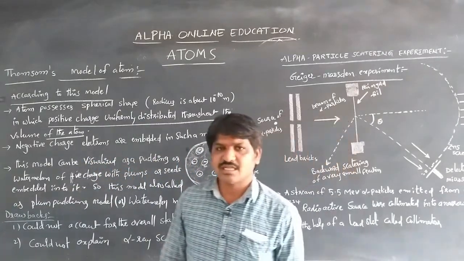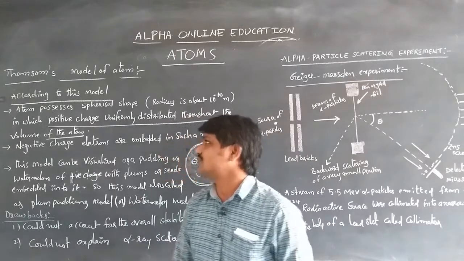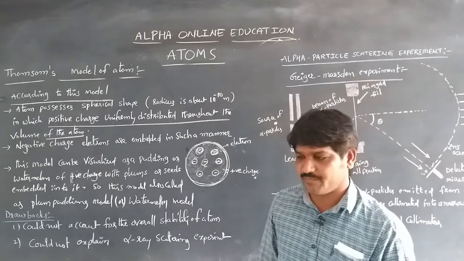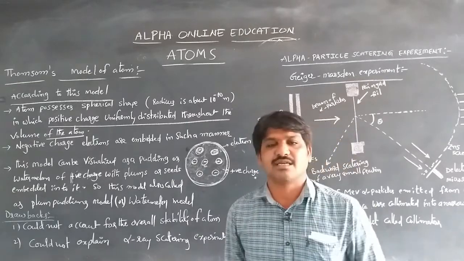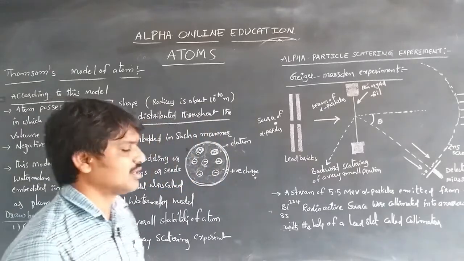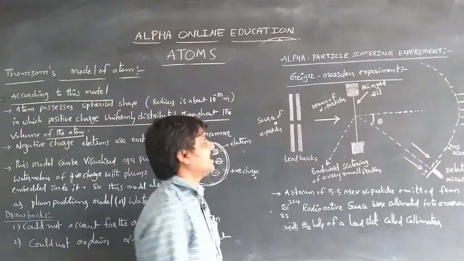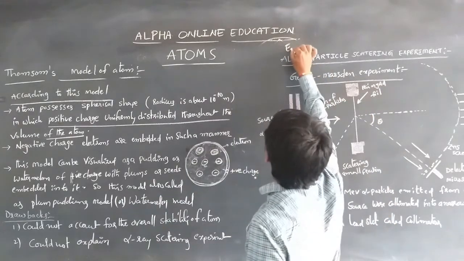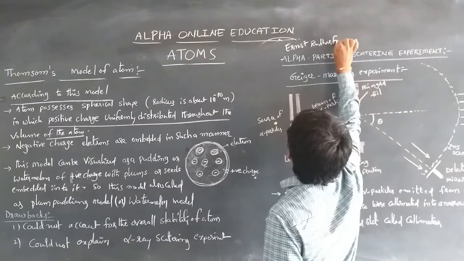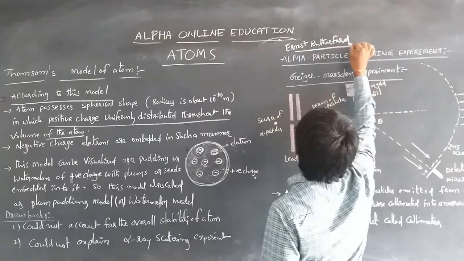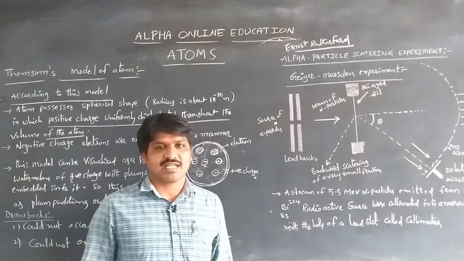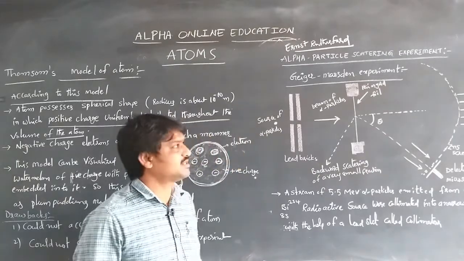The further experiments after J.J. Thomson were done by his former student, Ernest Rutherford. Ernest Rutherford gave the gold foil method, that is, the alpha particle scattering experiment. Ernest Rutherford did the alpha particle scattering experiments. He is the former student of J.J. Thomson.